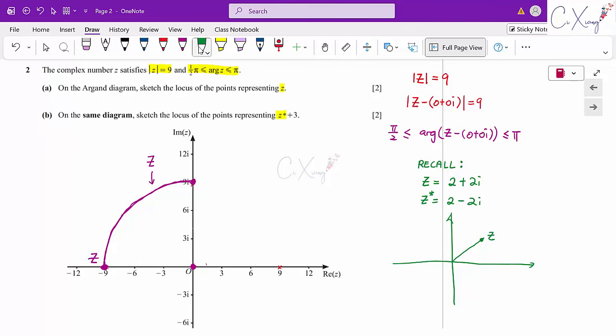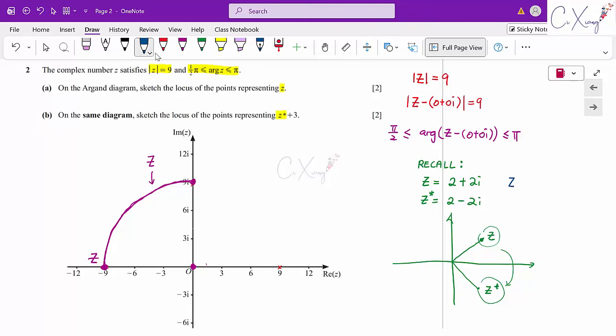How are you going to sketch the z conjugate, which is 2 minus 2i? 2 minus 2i means it will be in the opposite quadrant, the fourth quadrant. So this will be your conjugate z. That means if your z is in the first quadrant, then your z conjugate will be in the fourth quadrant. Alright, let's take another example.